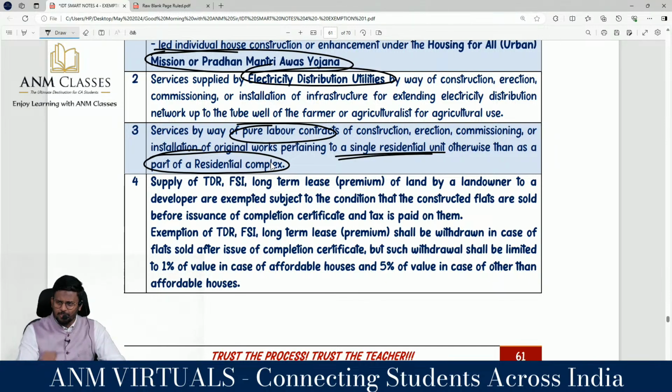For what purpose has he provided the service? For your single residential unit. It should not be a residential complex, because then it is commercial in nature, right? One house each. So pure labor services are exempted from GST.